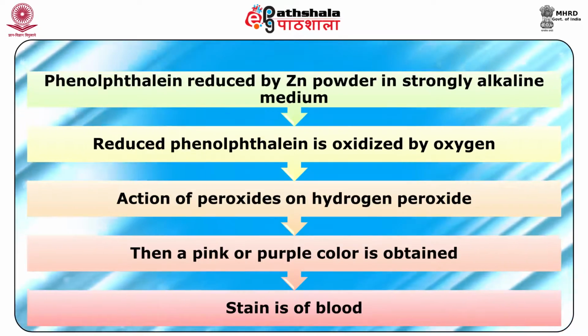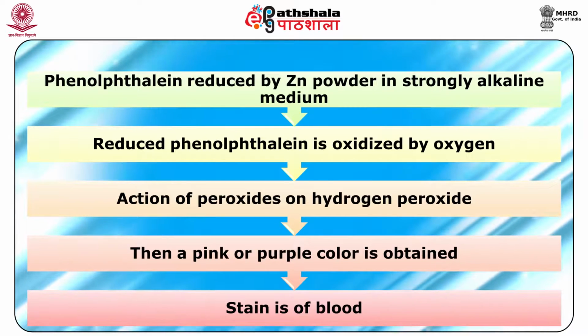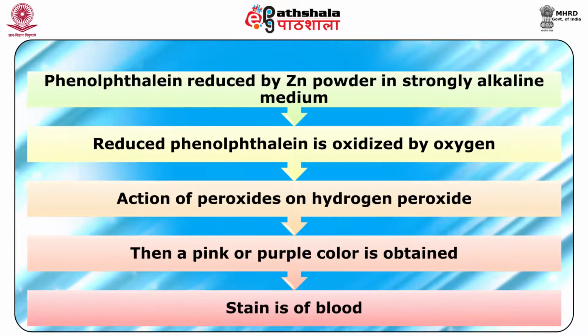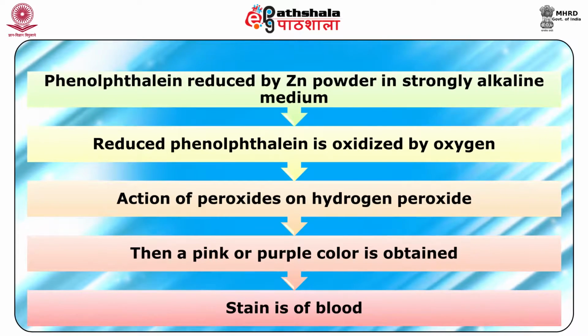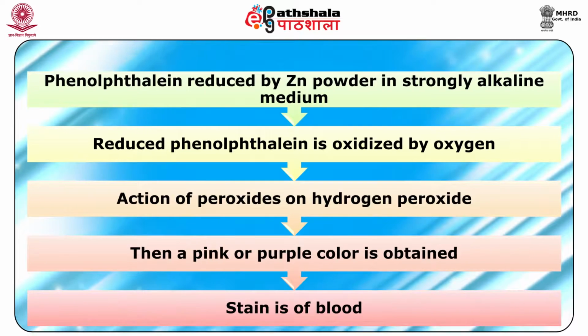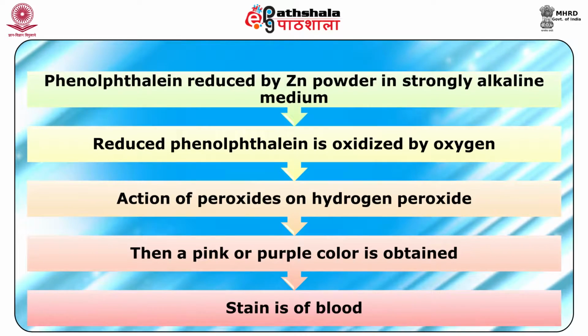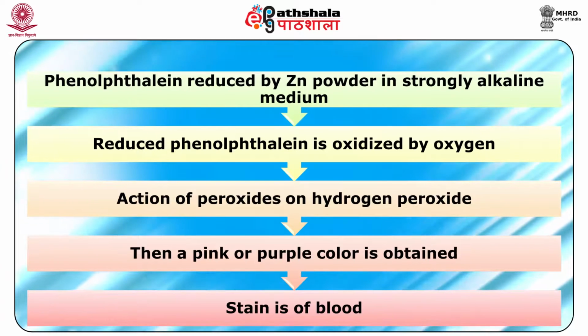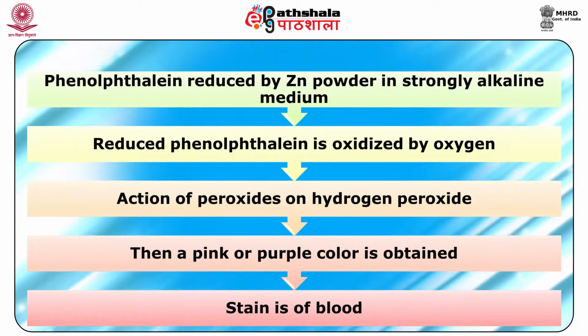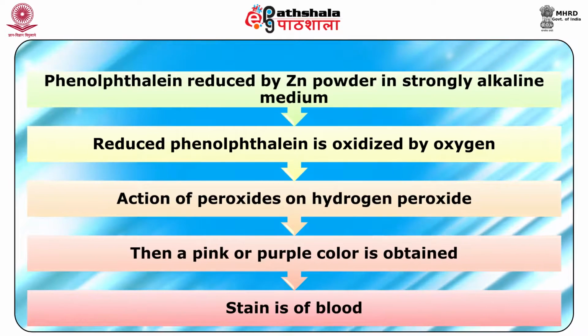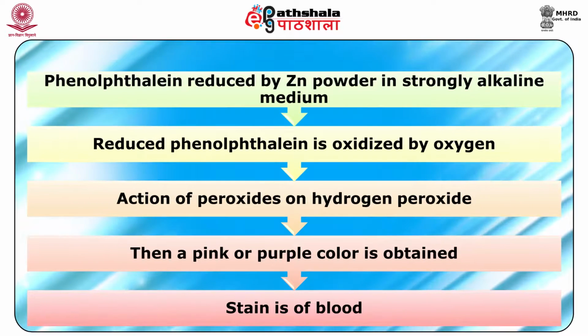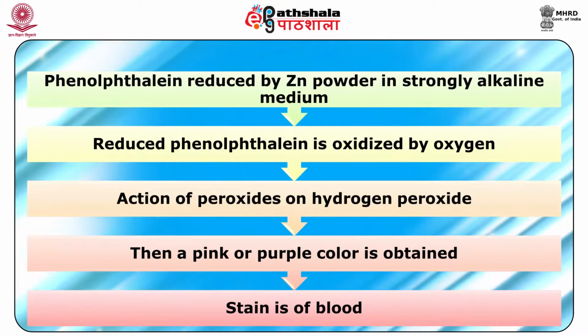Now next is the phenolphthalein test. It is also known as the Kastle-Meyer test. Phenolphthalein is reduced by zinc powder in a strongly alkaline medium. If this reduced phenolphthalein is oxidized by oxygen liberated by the action of peroxidase on hydrogen peroxide, that is H2O2, then a pink or purple color is obtained. For a blood stain, the sensitivity of this phenolphthalein test is about 1 in 5 lakhs.